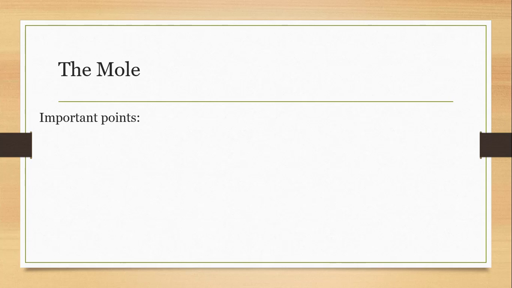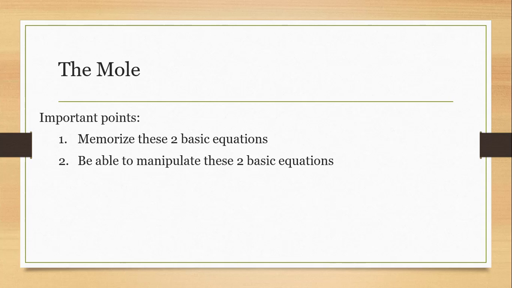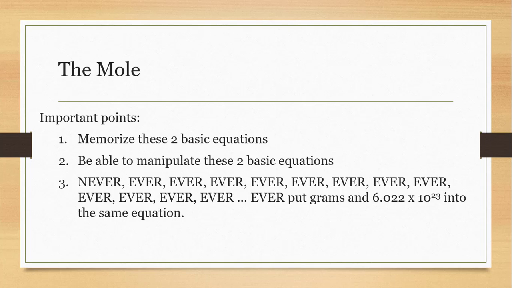There are 4 important points. You need to memorize the 2 basic equations, and you need to be able to manipulate those 2 basic equations. Never, ever, ever, ever put grams and 6.022 times 10 to the 23rd into the same equation. That's the 11th commandment. And please do not forget point number 3.